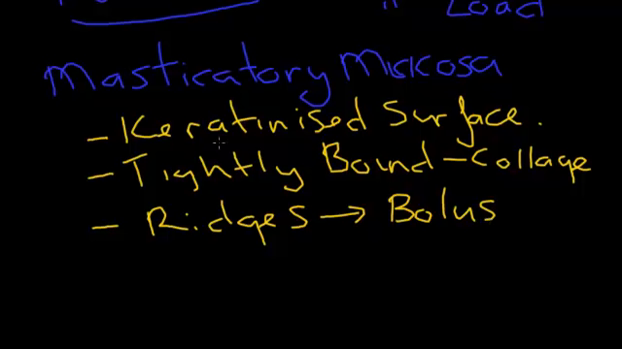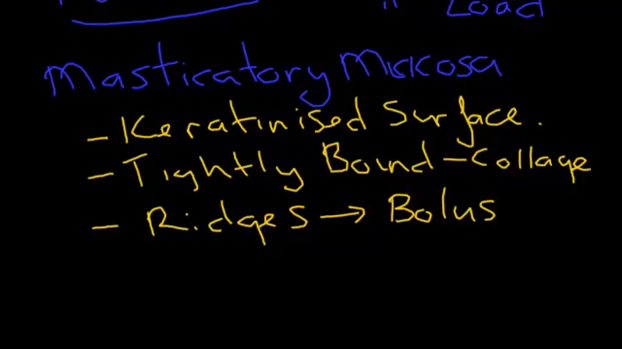So masticatory mucosa on the palate is a highly organised structure to resist the loads being applied and to allow this mucous membrane to facilitate the breaking down of food ready for swallowing.